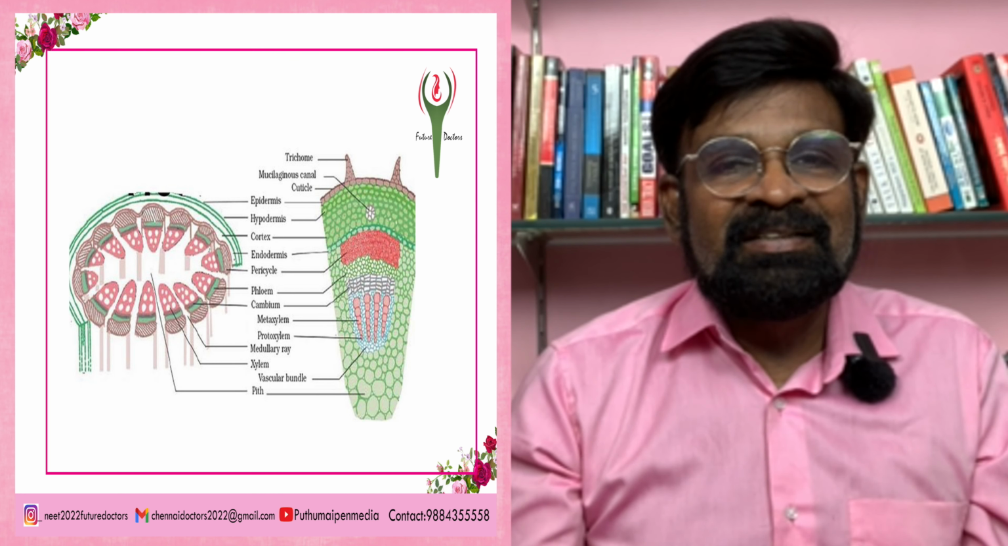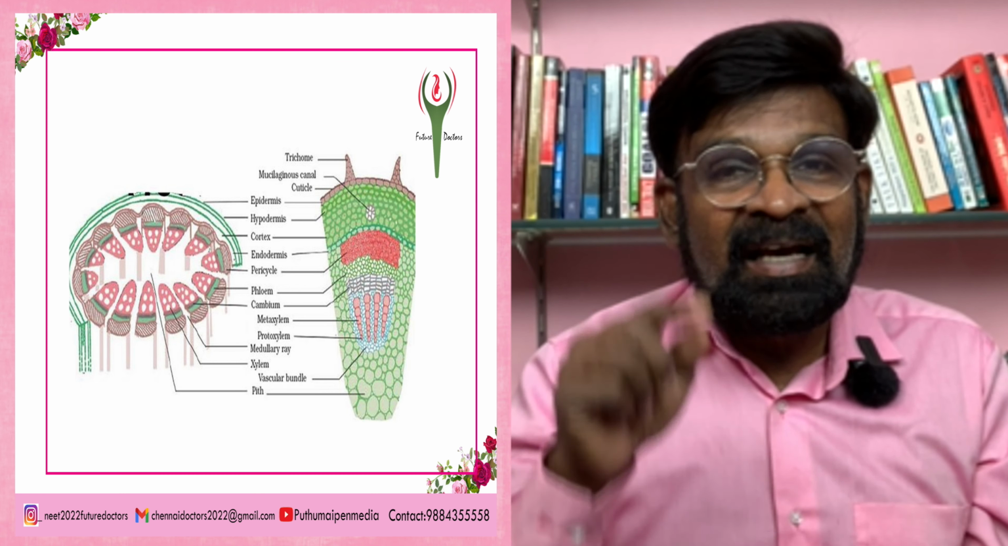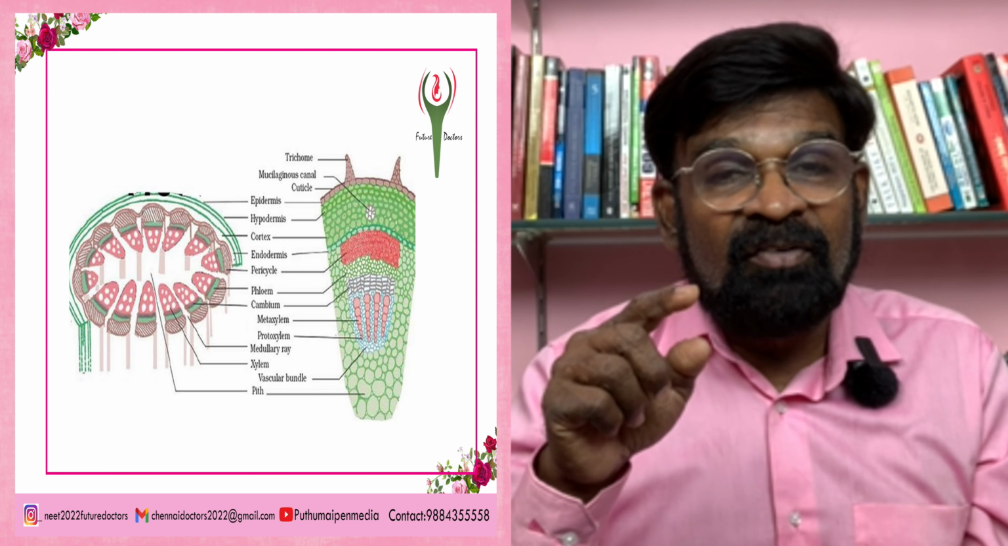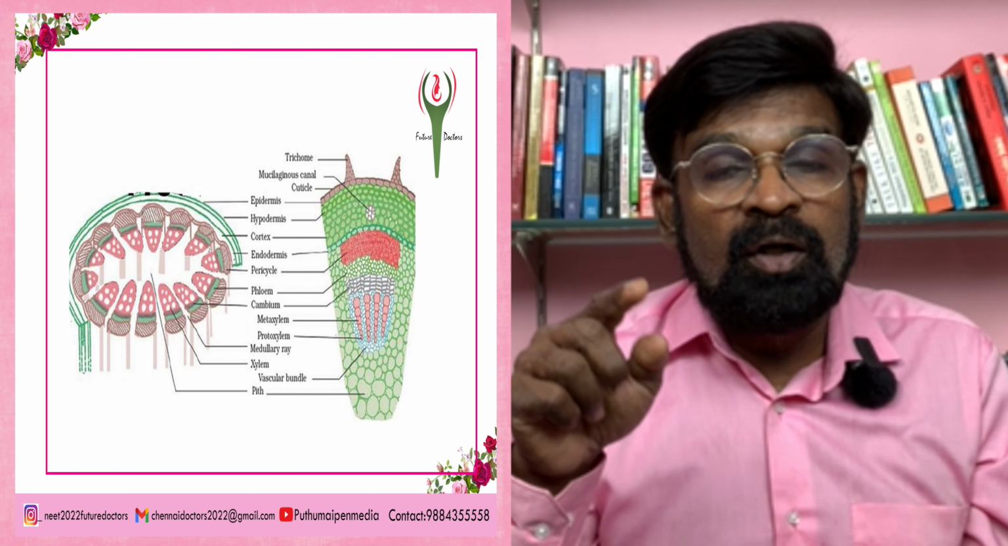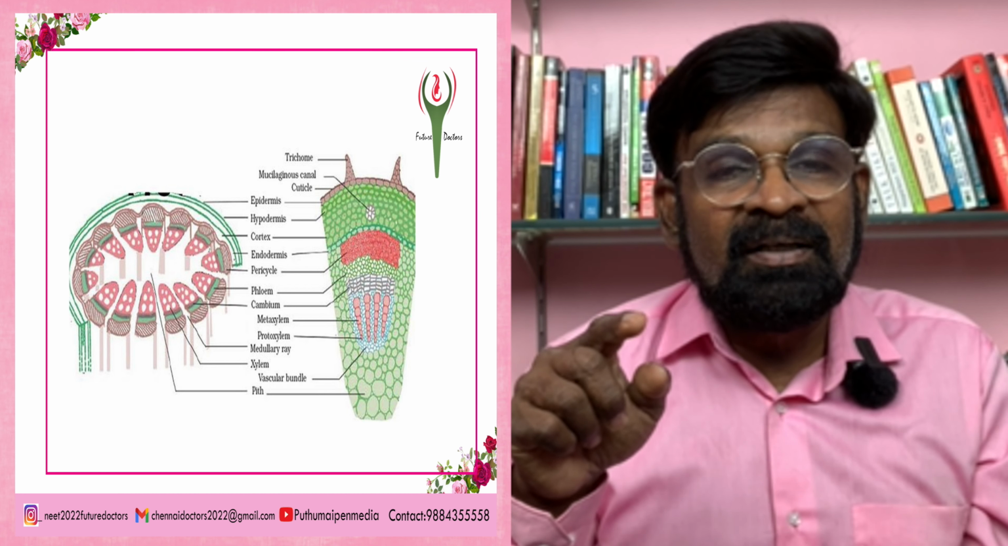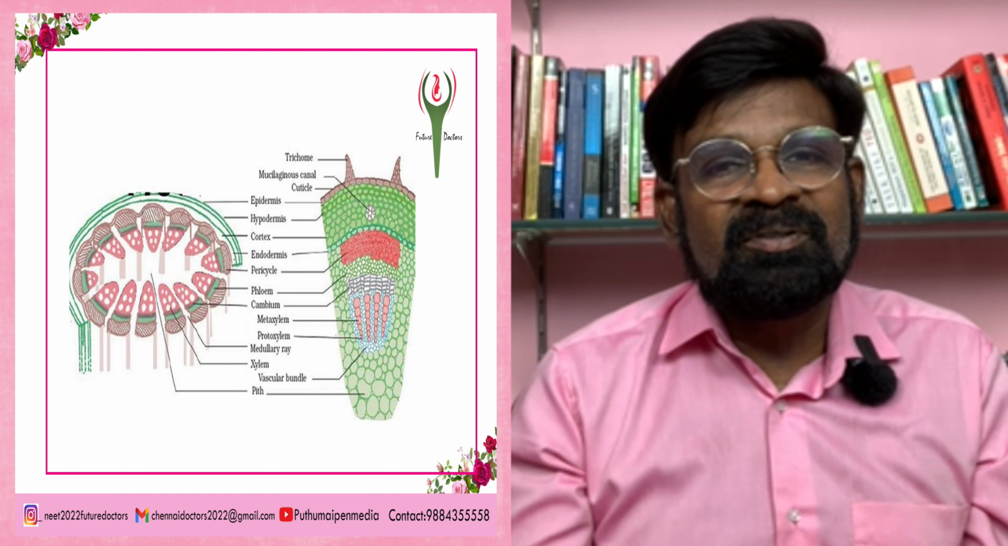Endodermis is the innermost layer of the cortex. It is single-layered, barrel-shaped and arranged without intercellular spaces. The cells are parenchymatous. The presence of bands of suberin on the radial and transverse wall is the characteristic feature. These bands are called Casparian strips.